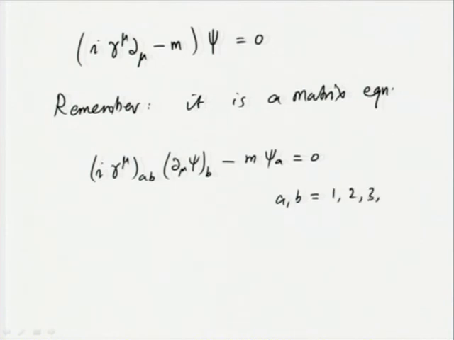1, 2, 3, 4. So this a and b run through the Dirac components, the components of gammas and components of psi. This has nothing to do with the Lorentz index mu or the components of a vector in that sense. So this is what we have here.